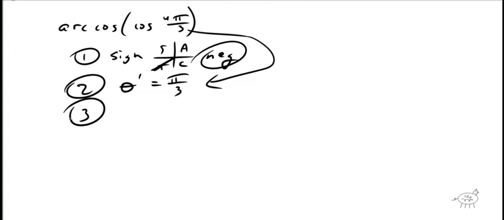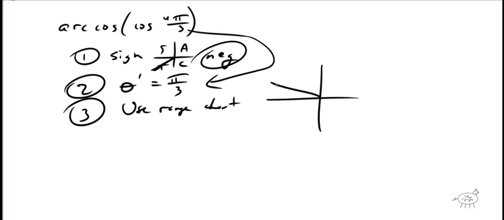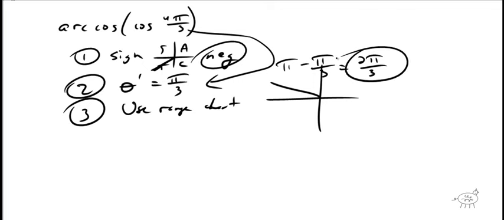Okay, and then the third step is use the range chart. Okay, and it's negative and it's pi over 3, so it's going to be pi minus pi over 3, which is 2 pi over 3. Okay, so we got the exact same answer as before. This is just, again, a little bit of a shortcut. So let's do a couple more of these problems with the shortcut. We'll keep one right on here.